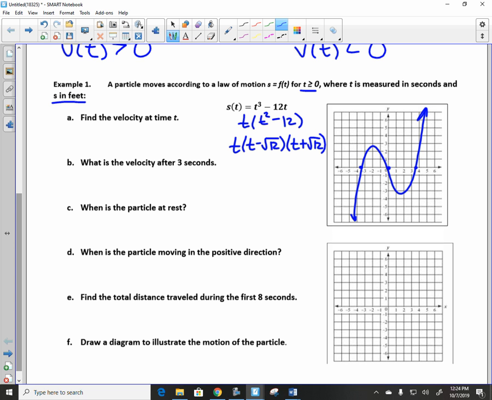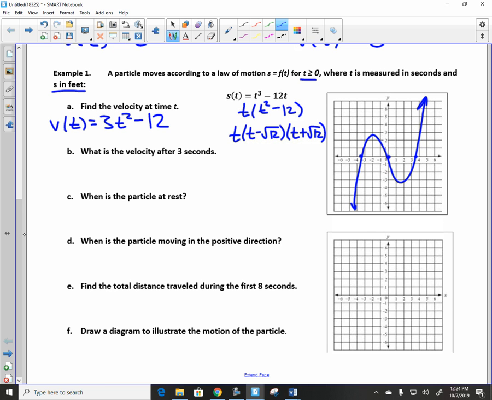It says find the velocity at time t. So I want to find the velocity function. If s of t is t cubed minus 12t, can somebody tell me what v of t is? Asher, how'd you figure that out? It's the derivative of the position function, 3t squared minus 12.